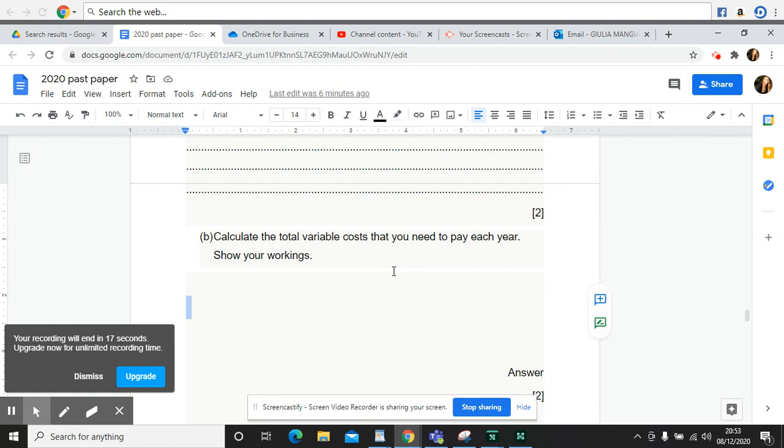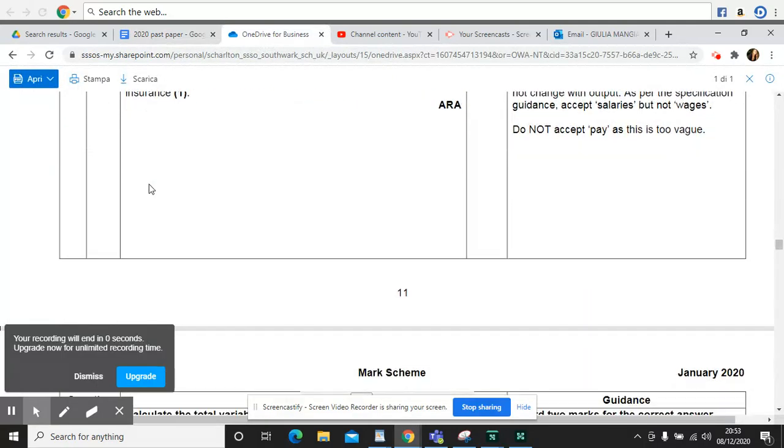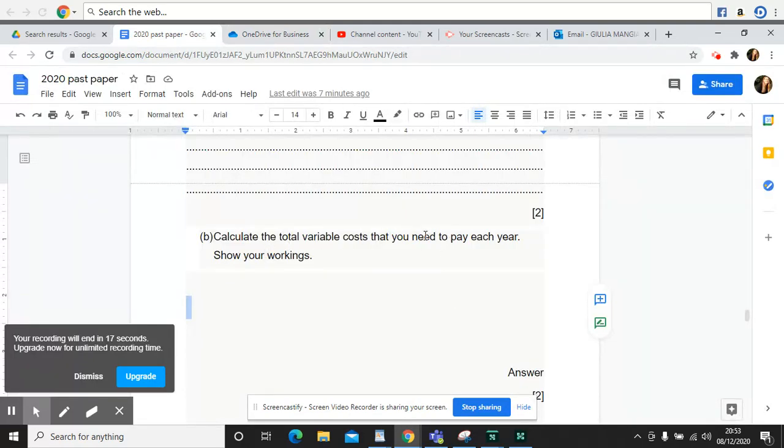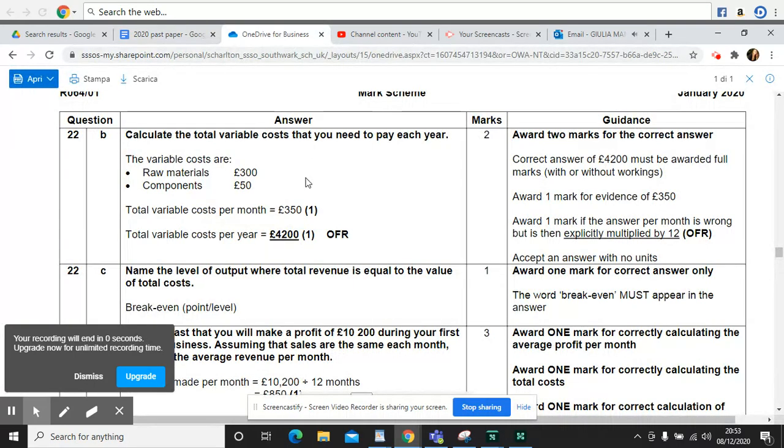Okay, so calculate the variable costs that you need to pay each year. Show your workings. I'm just going to show you the mark scheme. So 22B, the key thing here is that you need to calculate it per year. So you had to times that by 12. The first thing you had to do was find 30 plus 50, and then you times that by 12 and you get this answer here, because this is what your cost is in 1 month, and this is what your cost is going to be in 1 year.